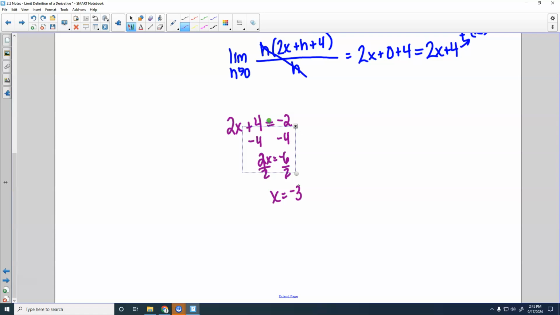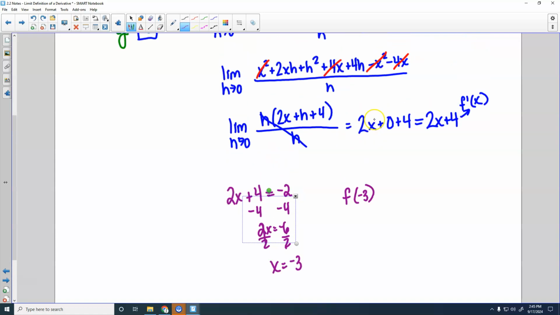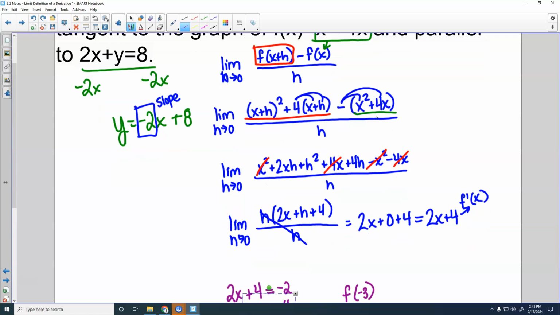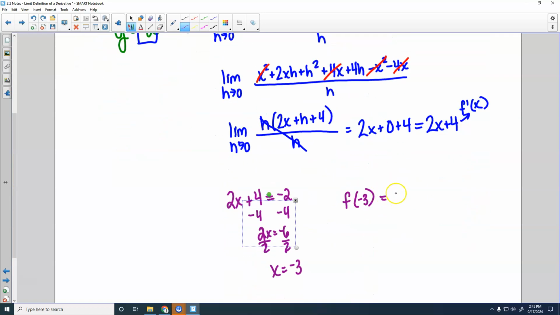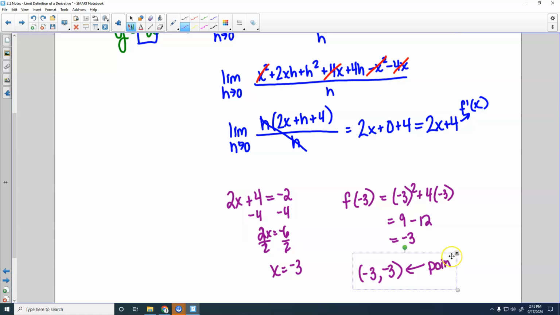How do we find the y coordinate of the point? We've got to do f of negative 3, and f is x squared plus 4x. So that is going to give you 9 minus 12, which will give you negative 3. So your point is going to be negative 3, negative 3.